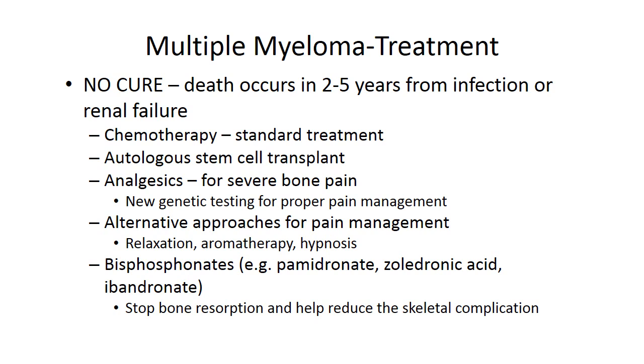So currently there is no cure for multiple myeloma, and death usually occurs within 2 to 5 years. That usually is due to infection or renal failure. Because their immune systems are so suppressed, we may have death from just sepsis, a severe infection. Chemotherapy is the standard treatment, and stem cell transplants can also be done.